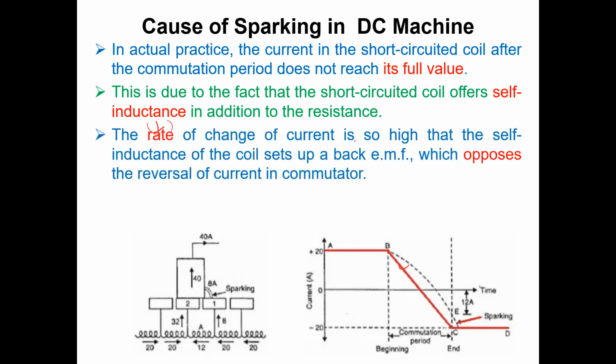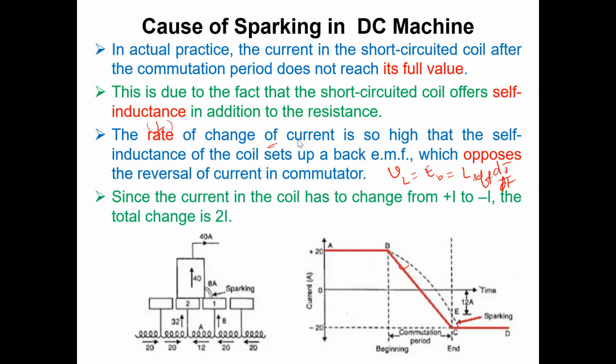The rate of change of current is so high that the self inductance of the coil sets up a back EMF which opposes the reversal of current. Which is that back EMF? It is this EB, which is calculated by L self di/dt. This will be the equation. Rate of change, as I earlier discussed. And since the current in the coil has to change from plus I to minus I, that is plus 20 to minus 20, the total change is 2I. 2I is 40 ampere. That will be the total current.